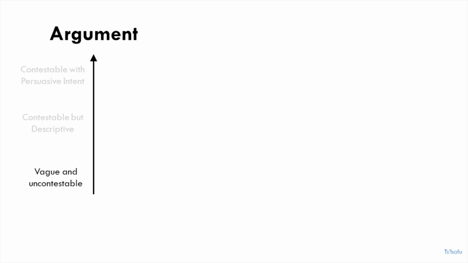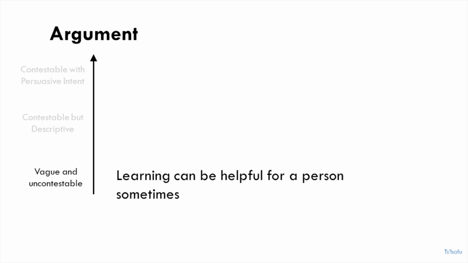What would that look like? It would be a thesis like this: "Learning can be helpful for a person sometimes." What do you think about this? What's the problem here? Well, there are several problems. First of all, what do we mean by learning? It's unclear. It can mean many things: school learning, street learning, job learning. Who knows what kind of learning we're talking about here?